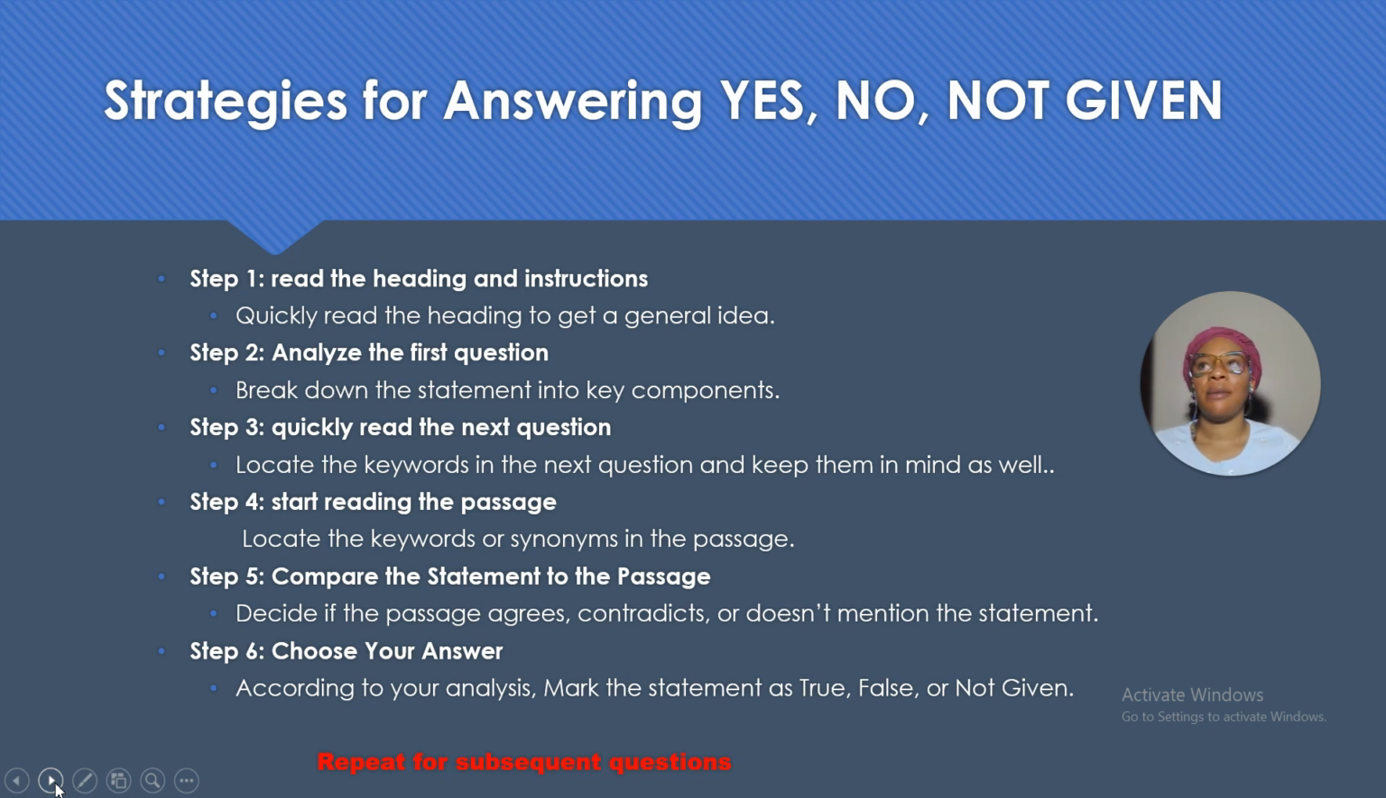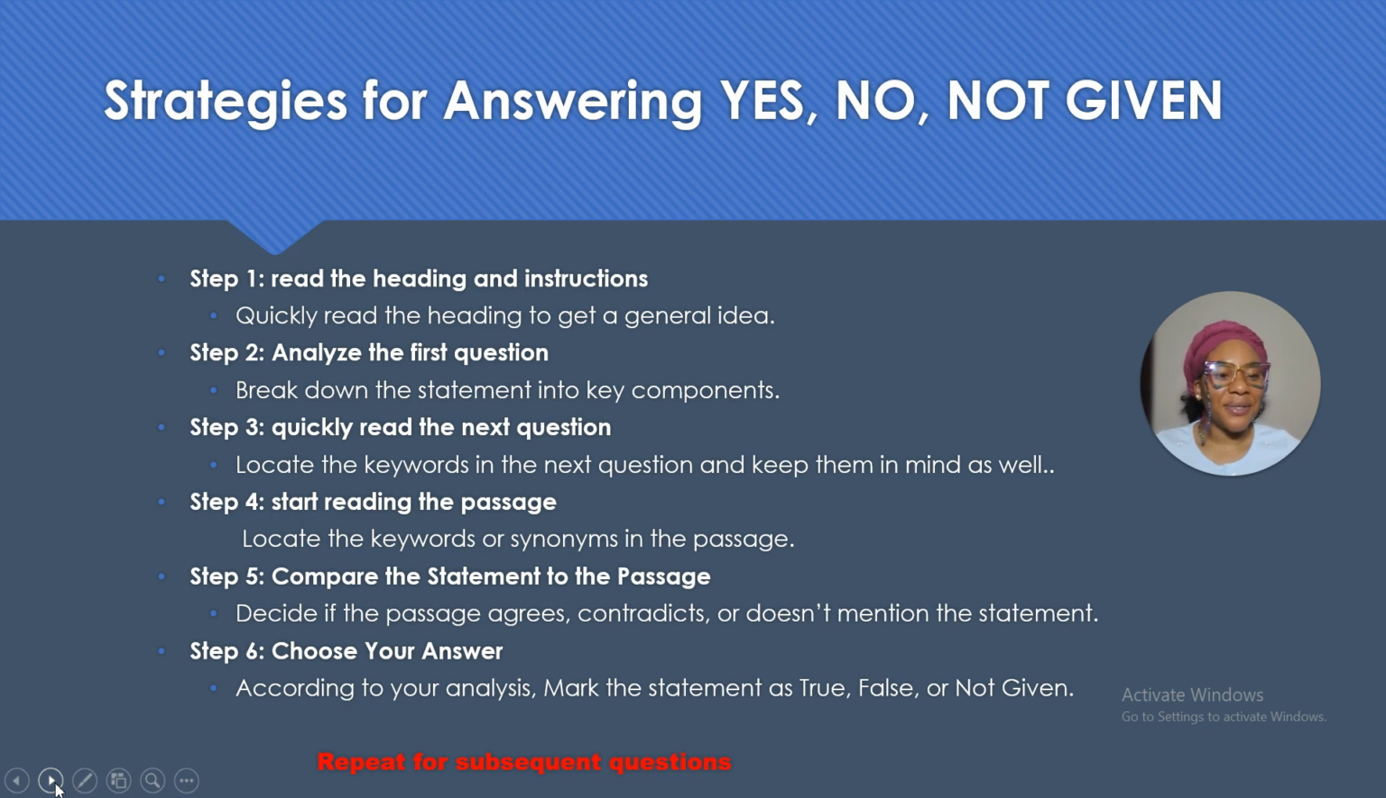What do I mean? Imagine you're on number one, but that number one is designed to be not given. That's the correct answer. Obviously, you don't know that yet, but not given is the answer to number one, but you don't know that yet, right?